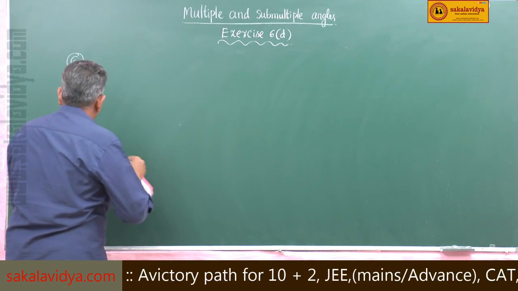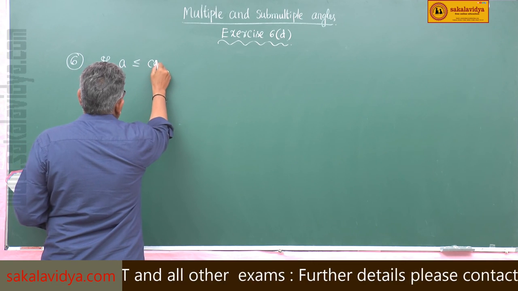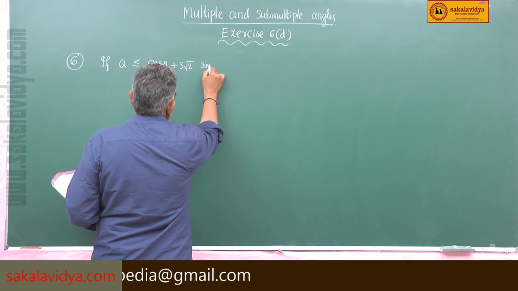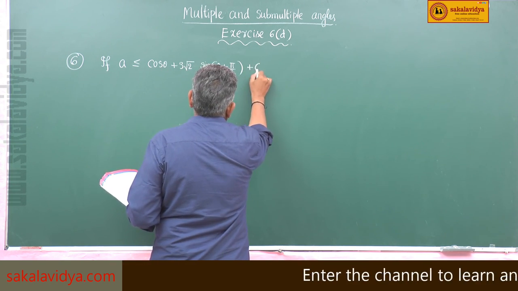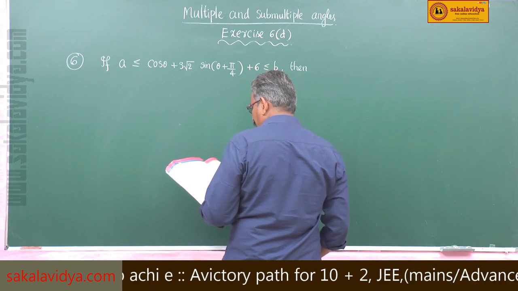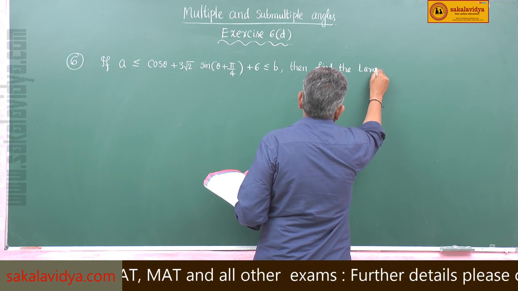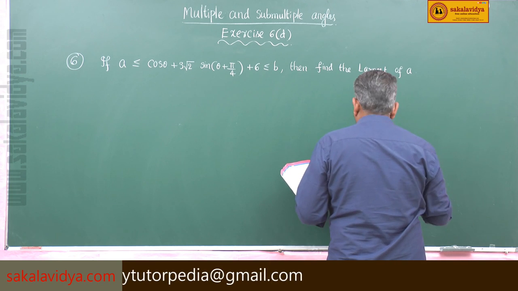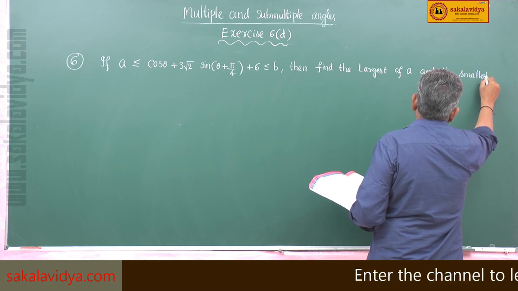Sixth problem, if a is less than or equal to cos theta plus 3 root 2 sin of theta plus pi by 4 plus 6, less than or equal to b, then find the largest of a and the smallest of b.